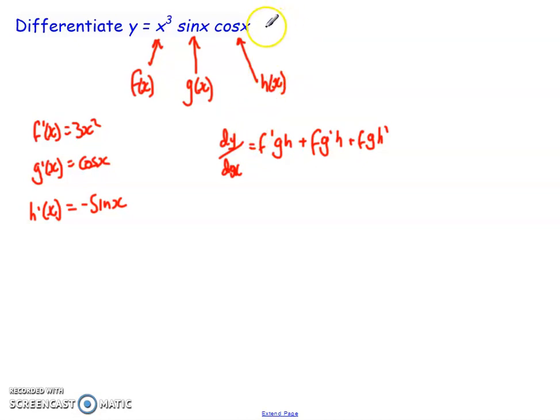If I was to add in another bit here, let's say i of x, I would then have a further derivative to do, where I'd have the derivative of i. So now that we've got all this, we can just plug in what we know and see what we get at the end. So f dashed g h gives me 3x squared sin x cos x.